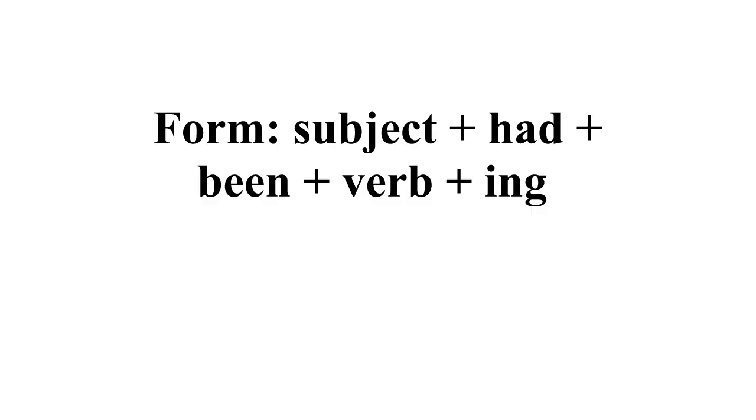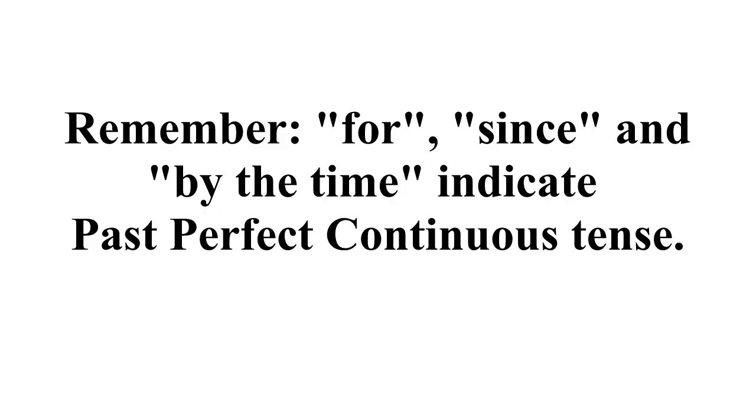So the form of the past perfect continuous is subject plus had plus been plus verb plus ing. So it's a combination of past perfect and past continuous. So some things to remember. We have these words for and since, same keywords as past perfect, but then we also have by the time. These words indicate past perfect continuous tense. So some examples.